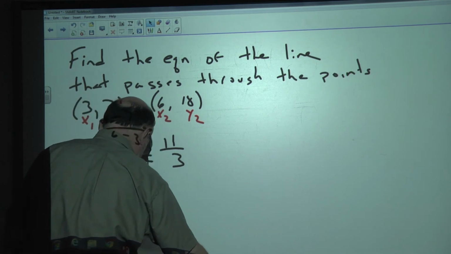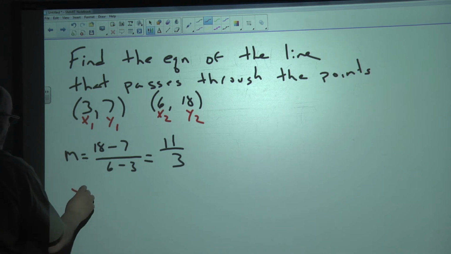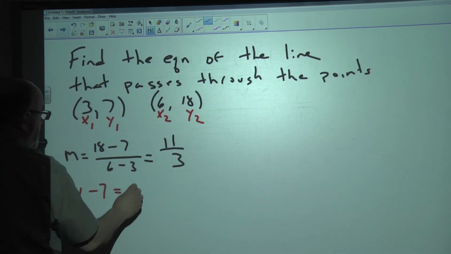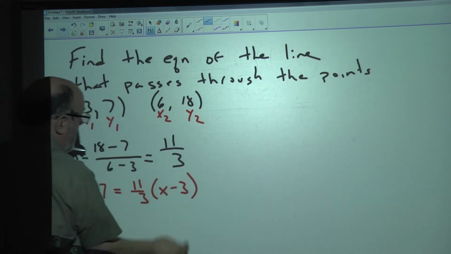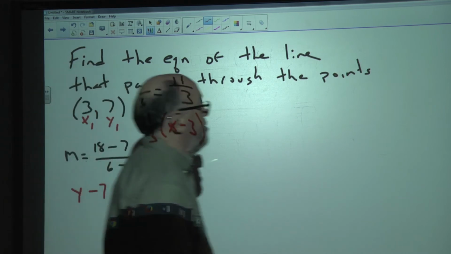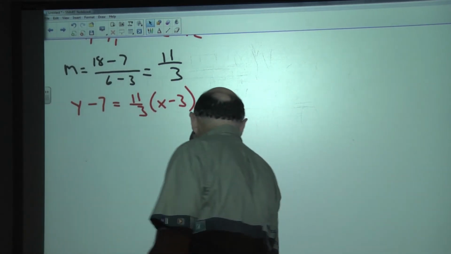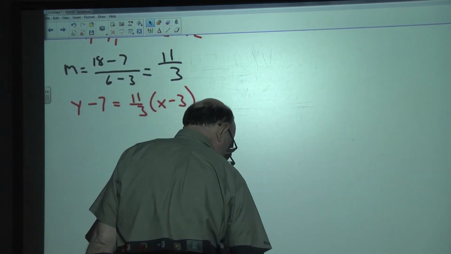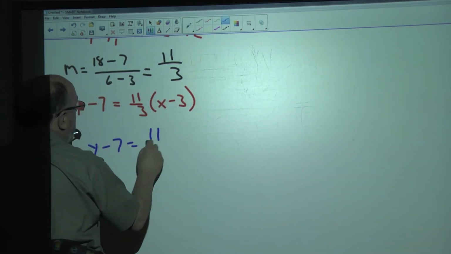And then let's take this point as our point. And so if we plug that into our point slope form, we'll have y minus 7 equals 1/3 times x minus 3. And that would be our equation in point slope form. Right? And now if I want to rearrange that into slope intercept form, we're going to take that equation and we're going to solve it for y.